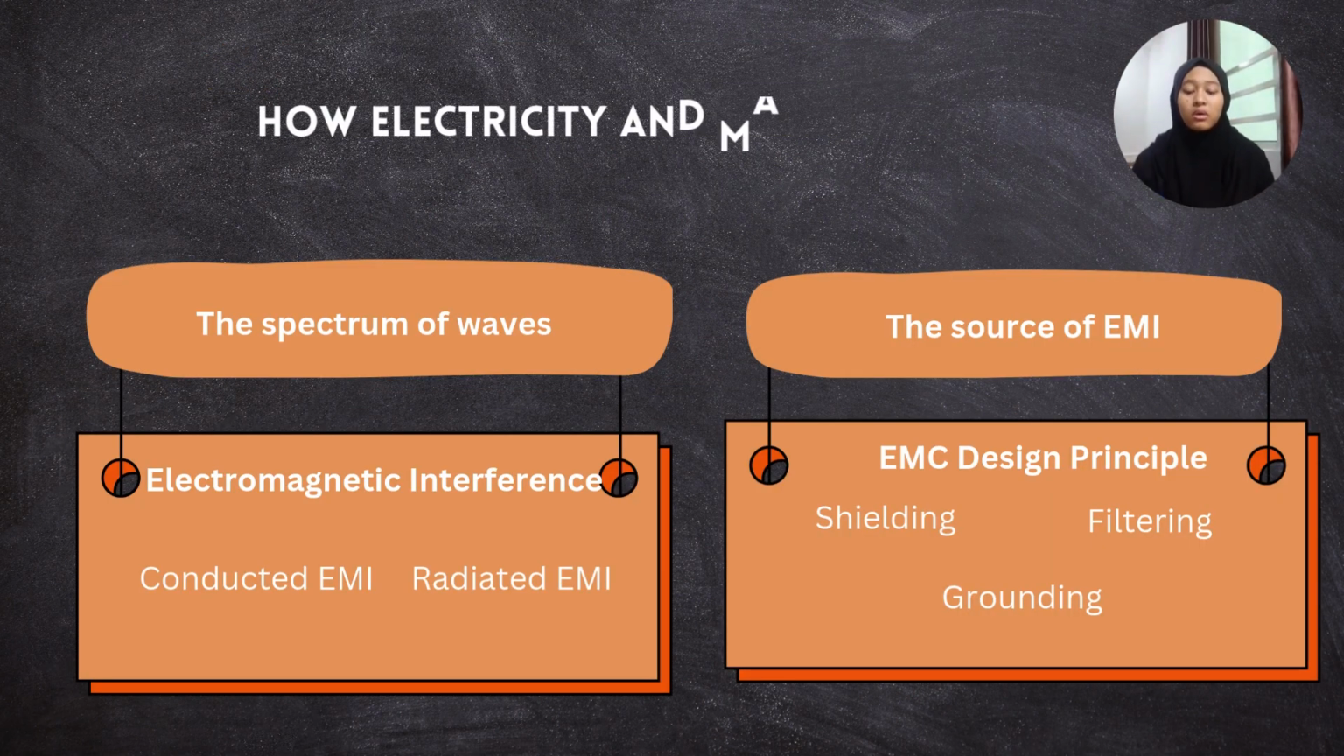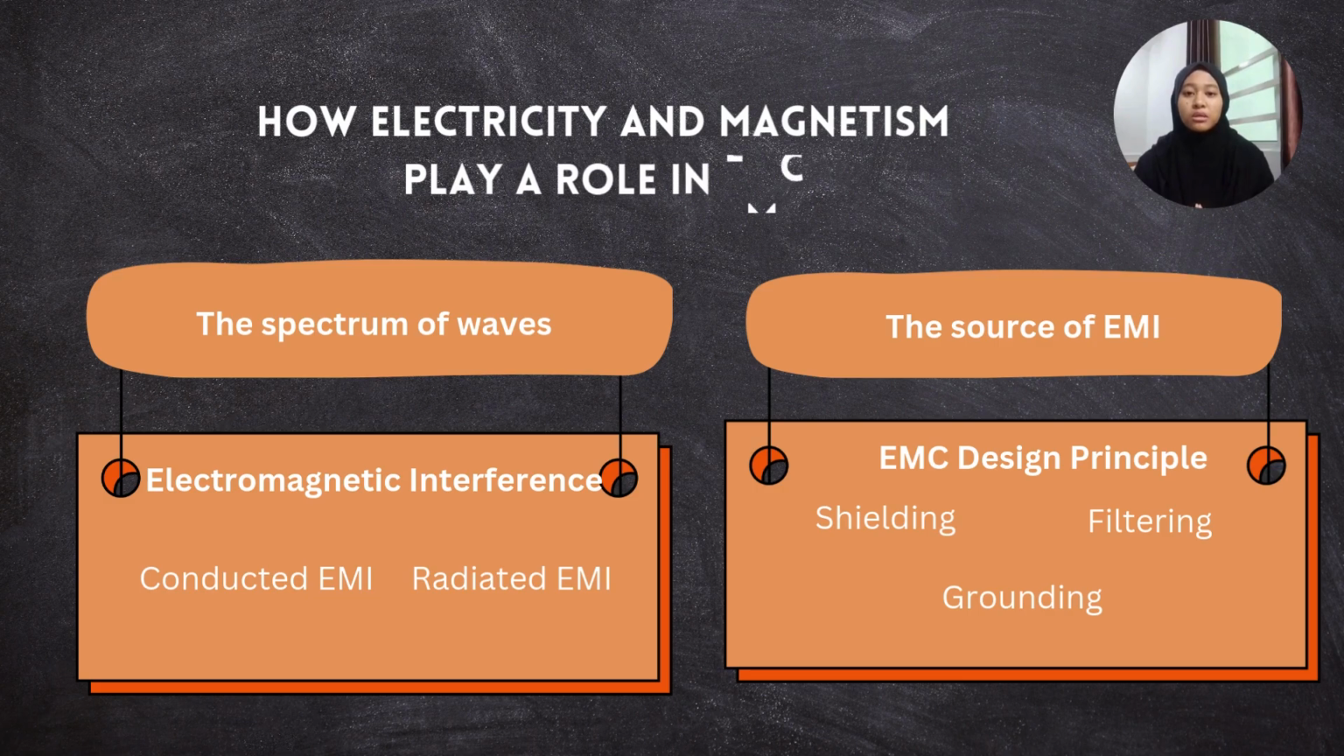So, how do electricity and magnetism play a role in EMC? Electromagnetic waves are formed when electric and magnetic fields oscillate together. These waves travel through space at the speed of light, carrying energy. The spectrum of waves: electromagnetic waves come in a wide range of frequencies, from low frequency radio waves to high frequency gamma rays. And as the source of EMI, these waves are the primary means by which electromagnetic interference travels and affects electronic devices.